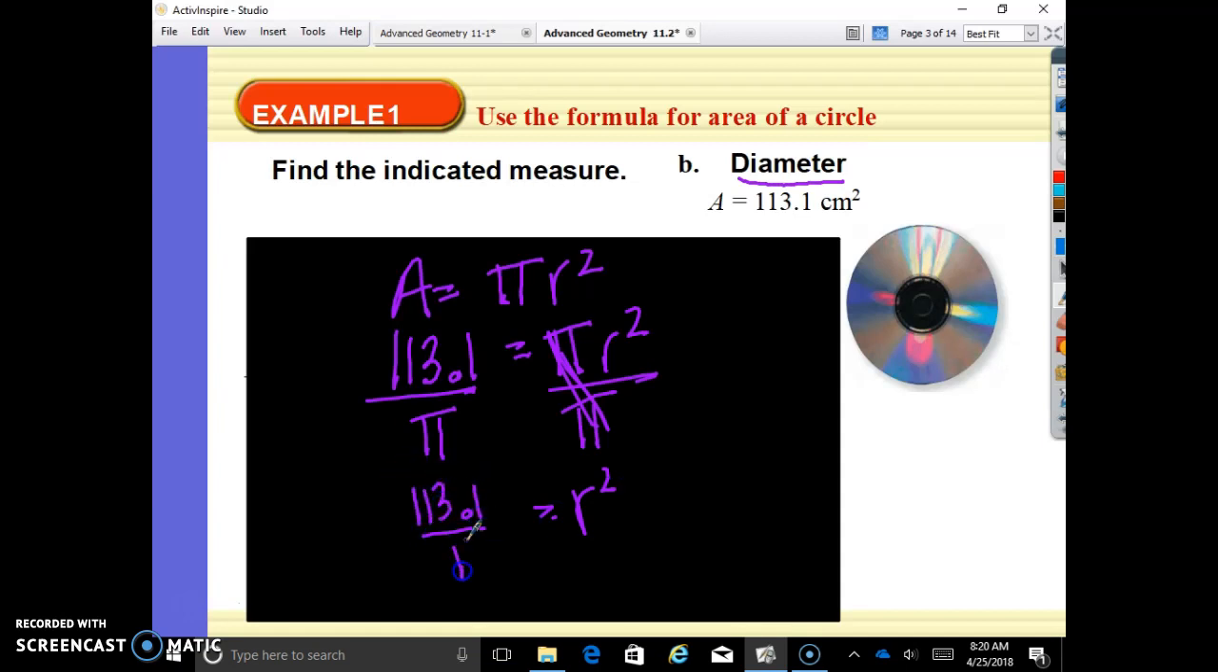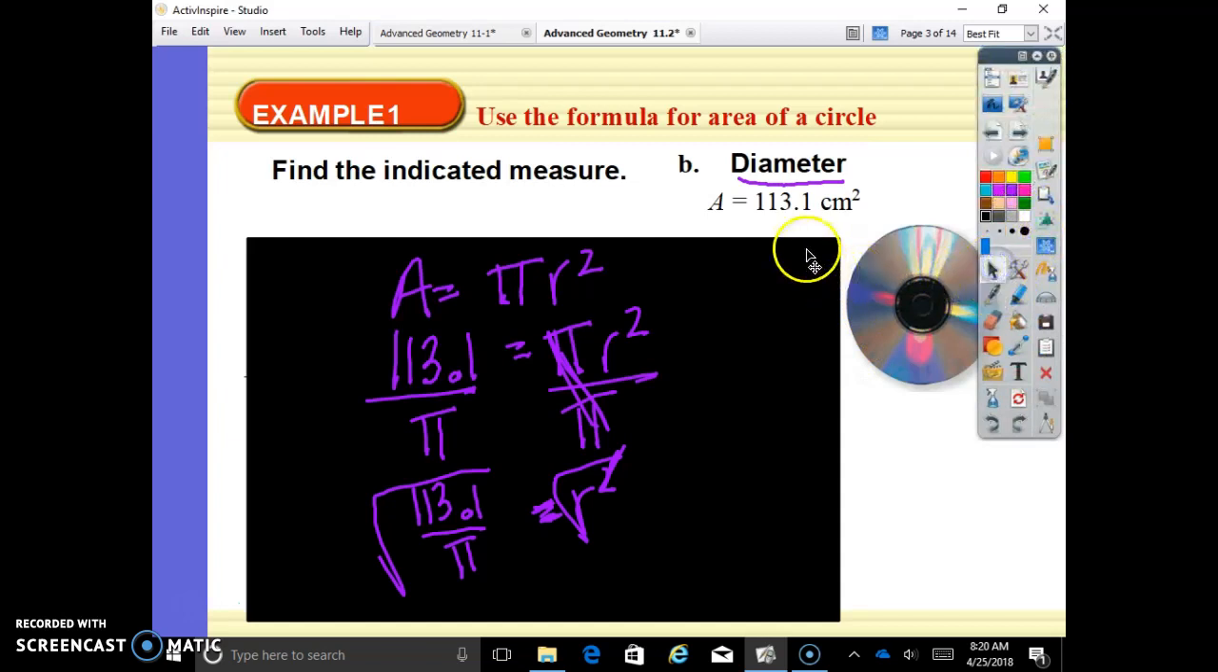113.1 over pi. I don't want the radius squared, I want just the radius. So I'm going to take the square root, because squared and square root cancel each other out. And this tells me that my radius is 113.1 divided by pi, square root button. 113.1 divided by pi equals, square root button, and I got 6.0000. It's going to be approximately 6. Our radius is 6.